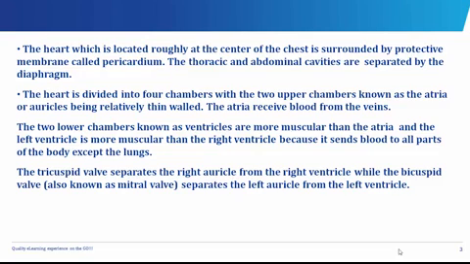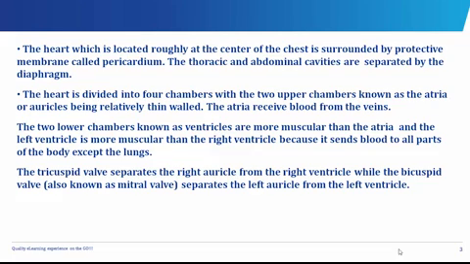Now, the thoracic and abdominal cavities are separated by the diaphragm. There is a very strong muscle that separates the thoracic cavity from the abdominal cavity, and that muscle is called the diaphragm. It is such an important muscle without which you cannot breathe. That's one important thing to note about the diaphragm.